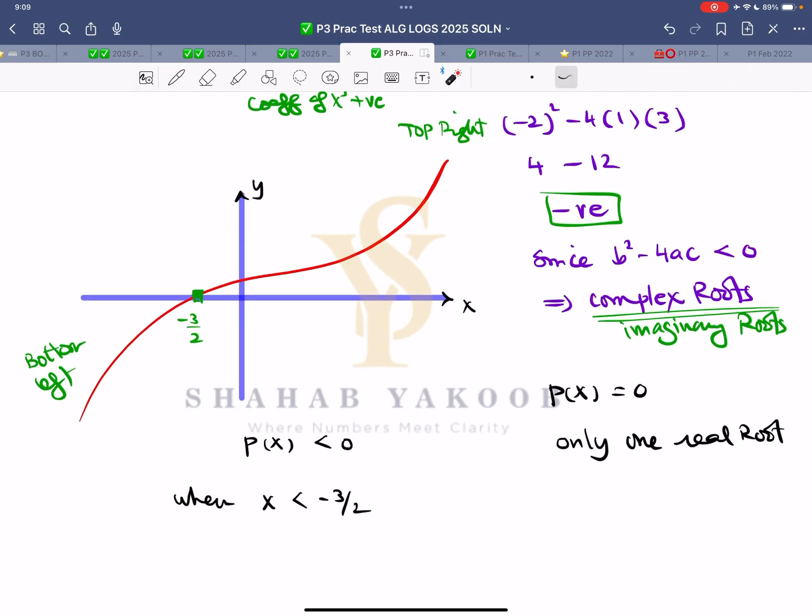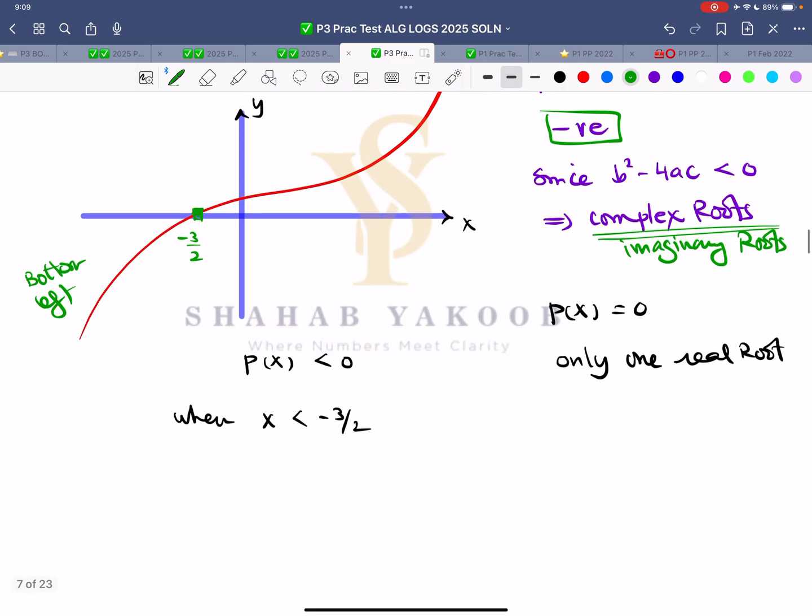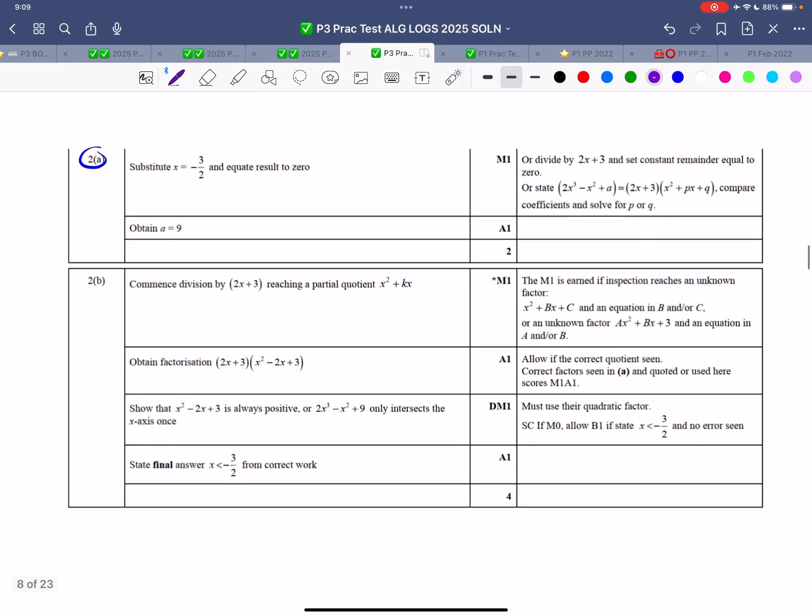So now it's asking p(x) is less than 0. That means the region of the graph below the x-axis. So now what are we talking about? We are talking about the region of the graph below the x-axis. How can we reach that point? We reach that point if we go to the left of this root. So therefore x is less than negative 3 over 2. And that's the mark scheme over here.